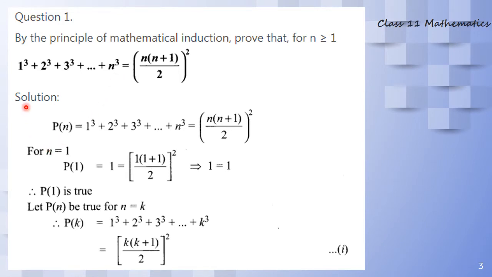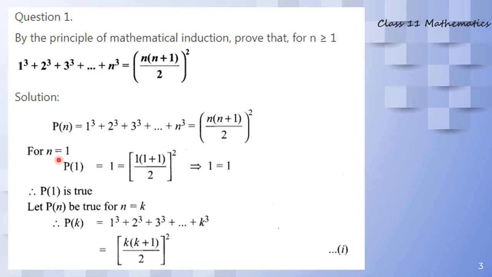Therefore, let us consider the mathematical induction method. Solution: we write the given statement as P of n. So P of n denotes 1 cube plus 2 cube plus 3 cube, and so on, plus n cube, equal to n into n plus 1 by 2, the whole square.